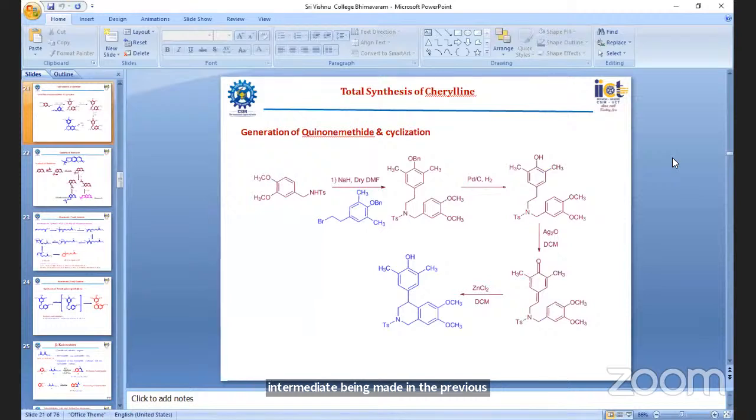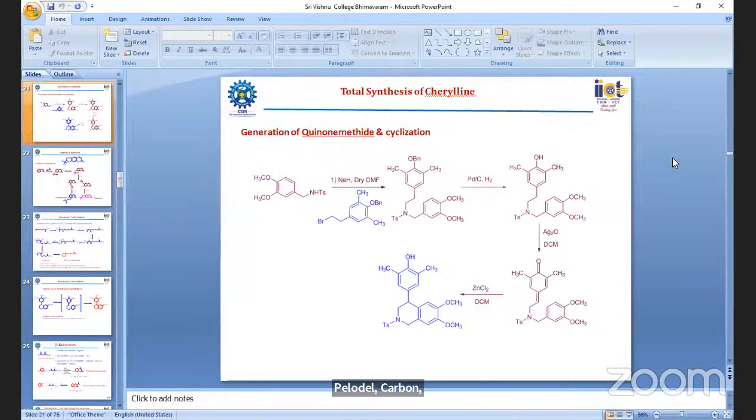condensation reaction, where this nucleophile can be generated here by using the sodium hydride. Simply you can eliminate the HBr so that you can make the N-tosyl compound. Then removal of the benzyl, you can use the palladium carbon hydrogenation, where debenzylation is happening. You can get the phenol.